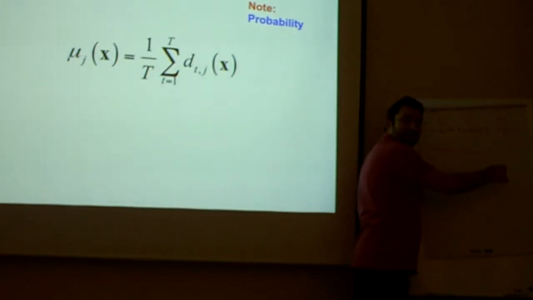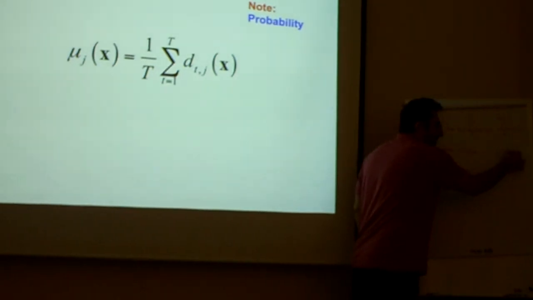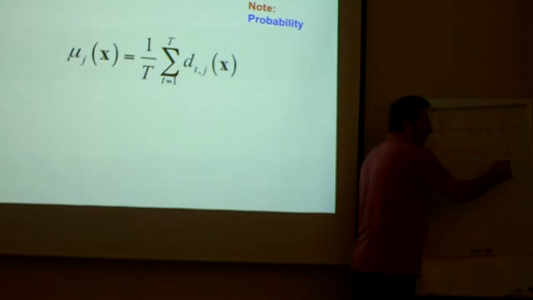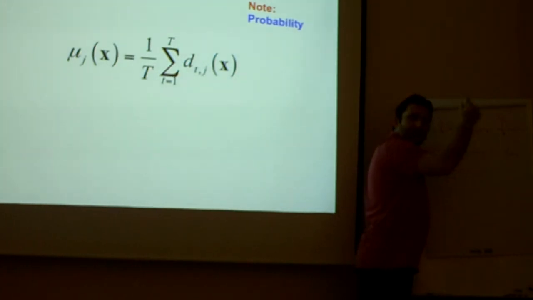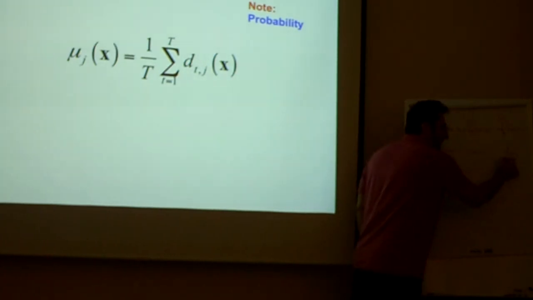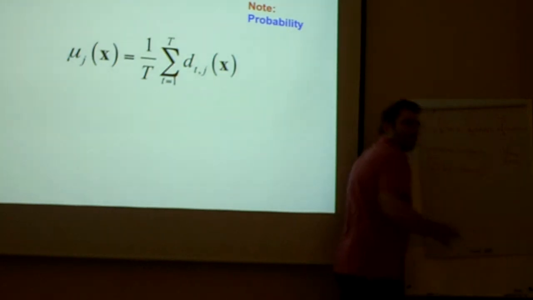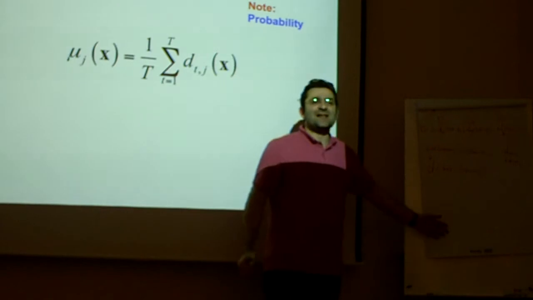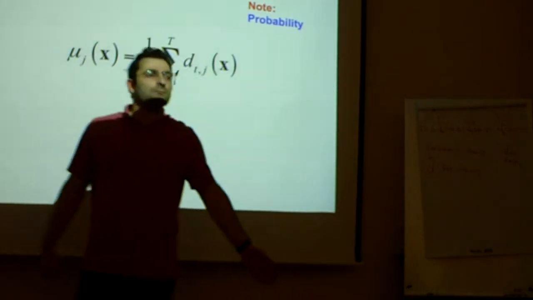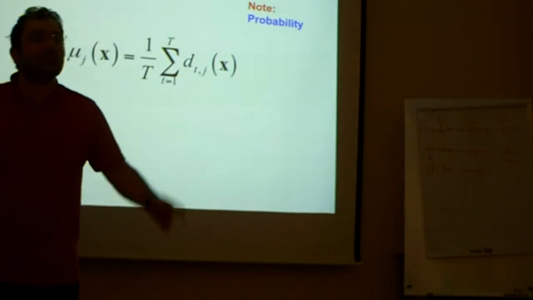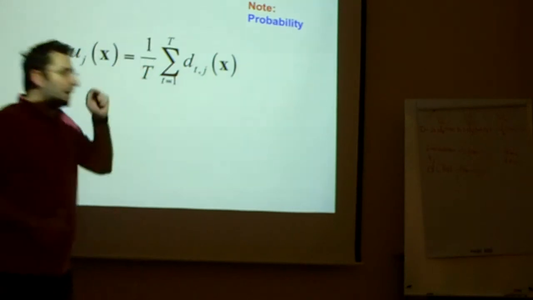So let's sort them. So we have the D minimum. Let's call it D minimum 1, the smallest value. Then we have D minimum 2, the second minimum value, and the third minimum value, and so on. And the last, what is the last minimum value? It's a maximum value, right?